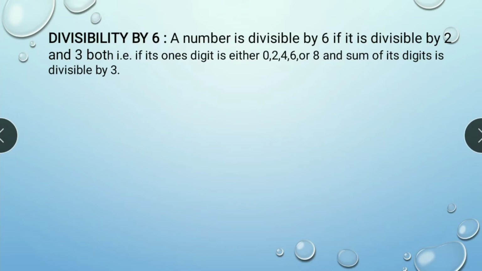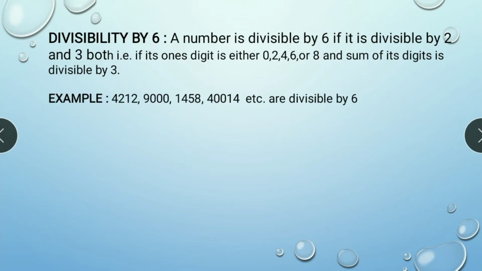If the number is divisible by 2 and 3 both, then it will be divisible by 6. Like see here, we have some numbers like 4212. First of all, we will check the divisibility of 2. So we can see that here the last digit is even, so this number is divisible by 2. Now we will see the divisibility of 3.